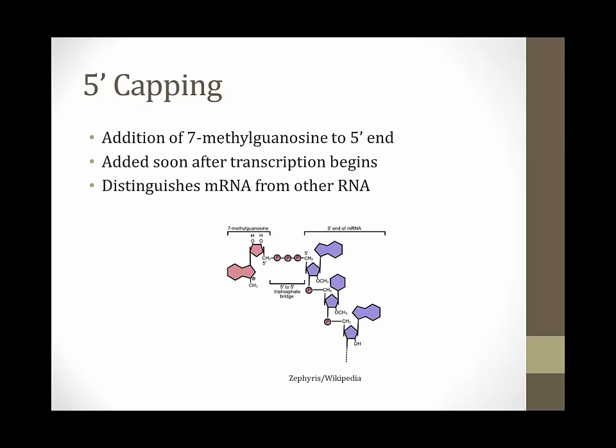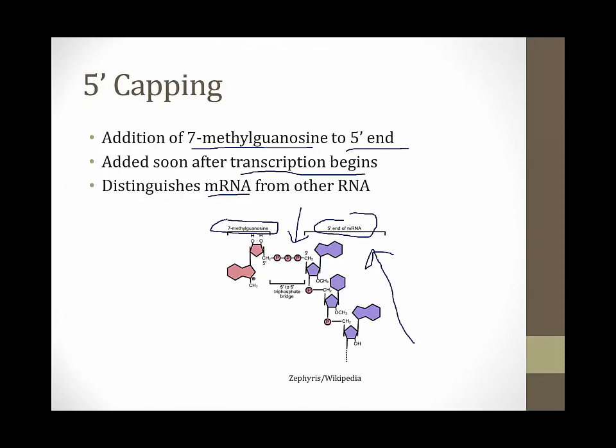5' capping is the addition of a special nucleotide called 7-methylguanosine to the 5' end of RNA. This is added to RNA soon after transcription begins, and it distinguishes mRNA from other forms of RNA. Basically, this 5' cap is placed on RNA to tell the other organelles in the cell that this is a piece of mRNA. If you look at this cartoon I've shown on the screen here, we have a molecule of mRNA going in this direction toward the 5' end. Remember, the 5' end always has the phosphate groups like shown here. At this 5' end, a molecule of 7-methylguanosine has been added.